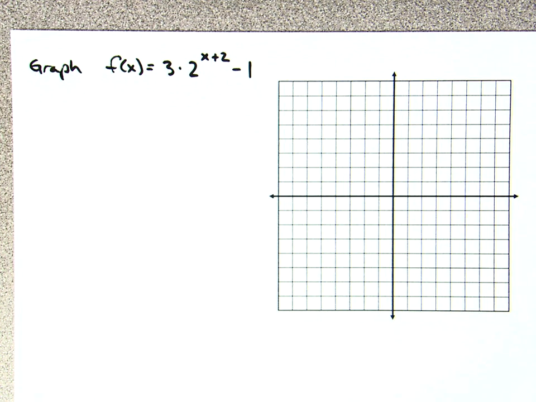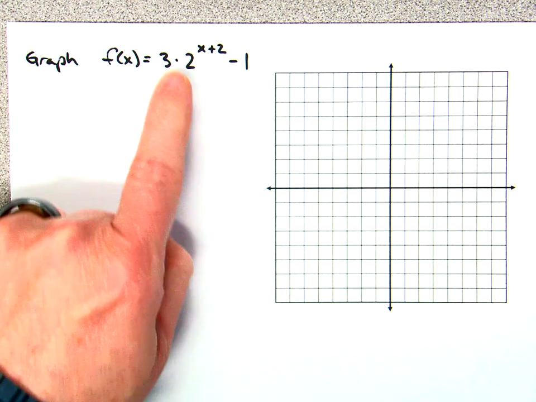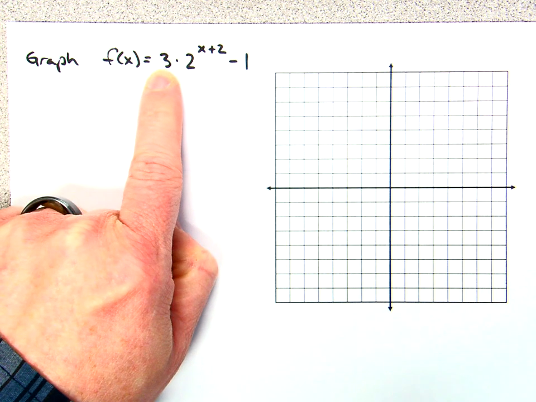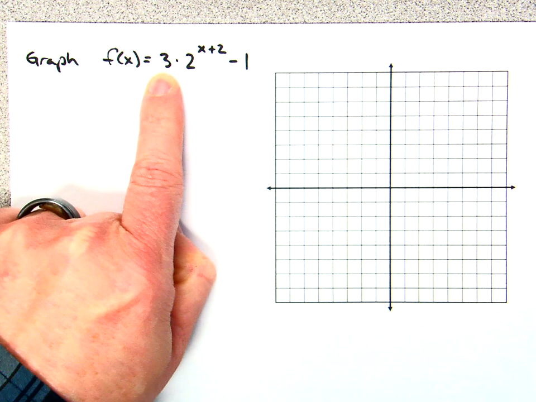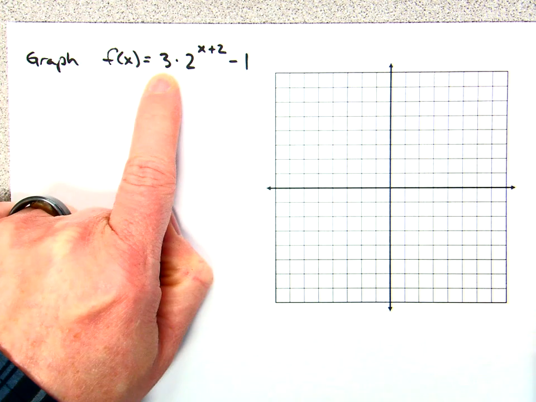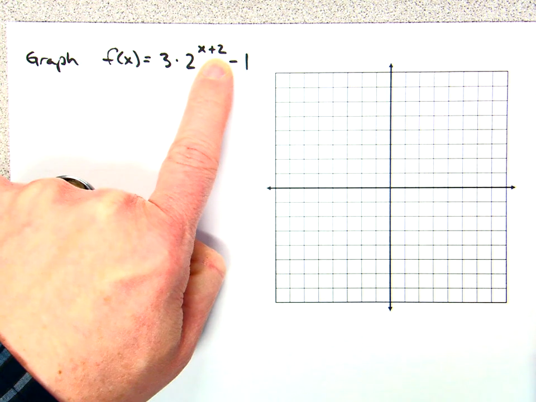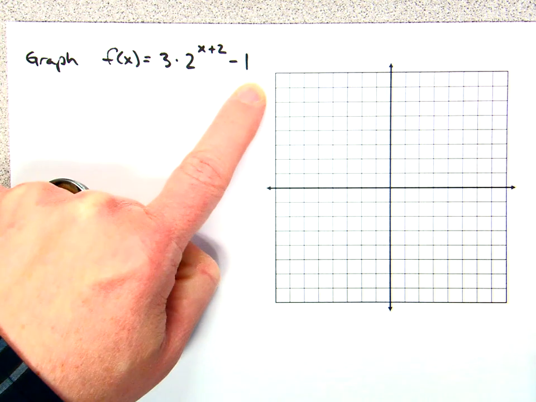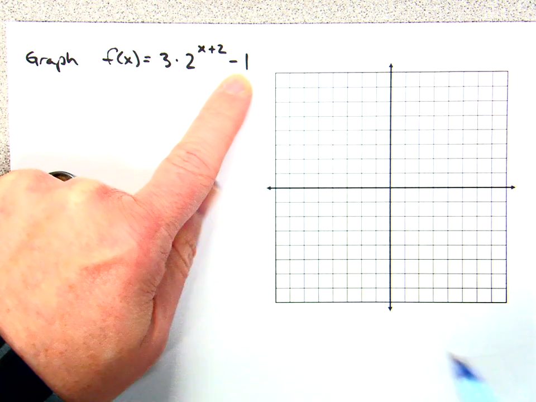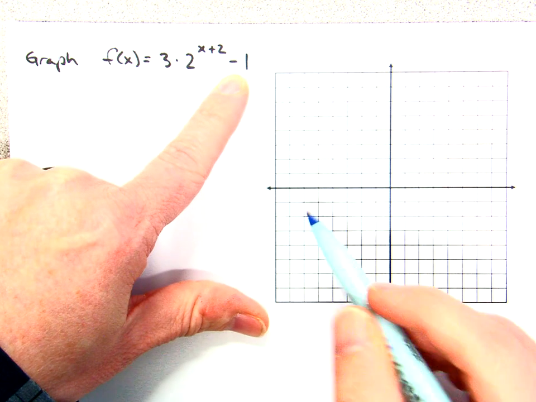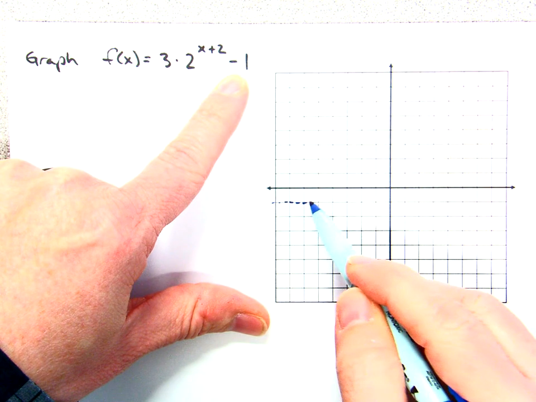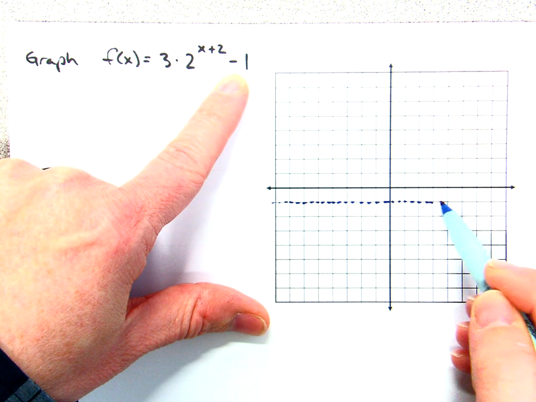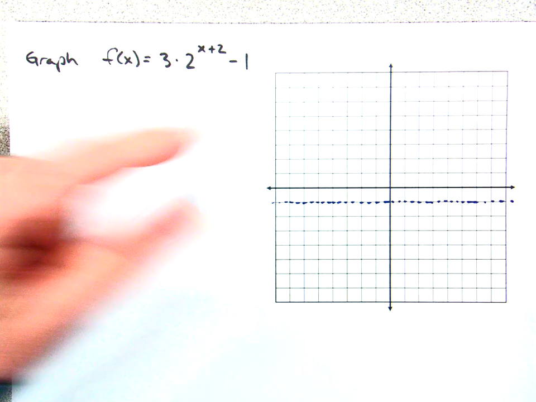So I can see that my standard graph is going to be 2 to the x. I do have an a value, which is going to be a vertical stretch since a is bigger than 1. I know that this is going to shift my graph left 2 and down 1. So I know I'm going to have an asymptote at -1. So if you want to start off by just putting that asymptote where you know it's going to be, that may not be a bad idea. It's the most obvious part of the graph.